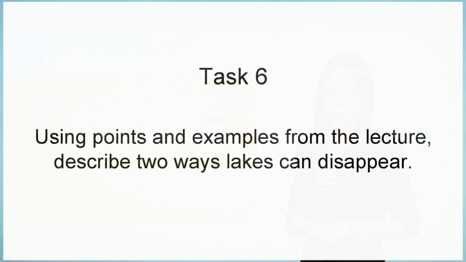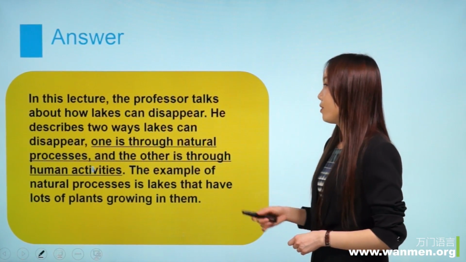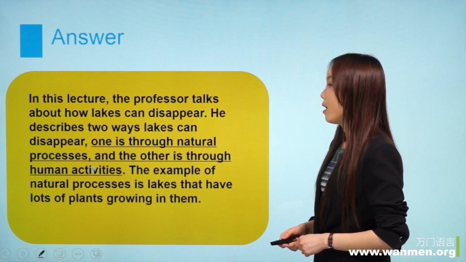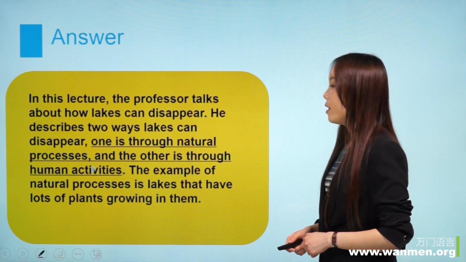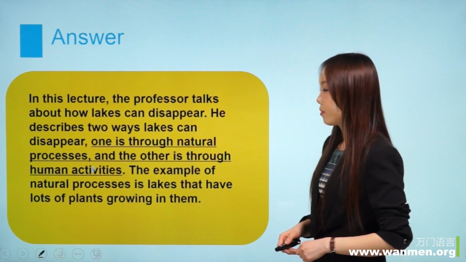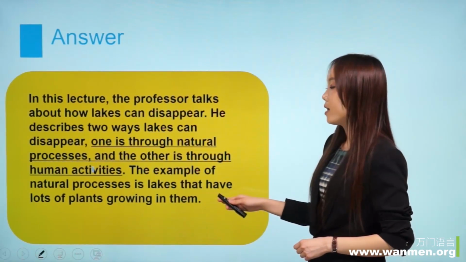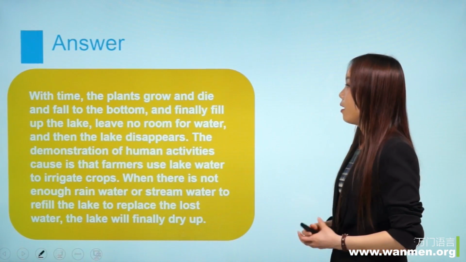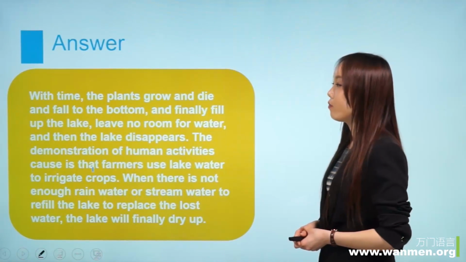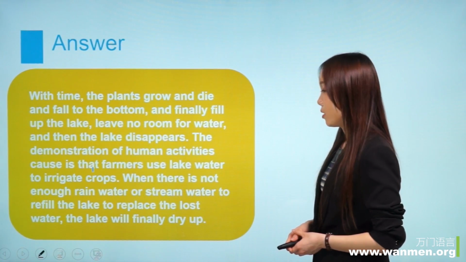听力听完了呢，我们首先啊给出一个总括句。In this lecture, the professor talks about how lakes can disappear. He describes 2 ways lakes can disappear. One is through natural processes, and the other is through human activities. The example of natural processes is lakes that have lots of plants growing in them. With time, the plants grow and die and fall to the bottom, and finally fill up the lake, leave no room for water, and then the lake disappears.